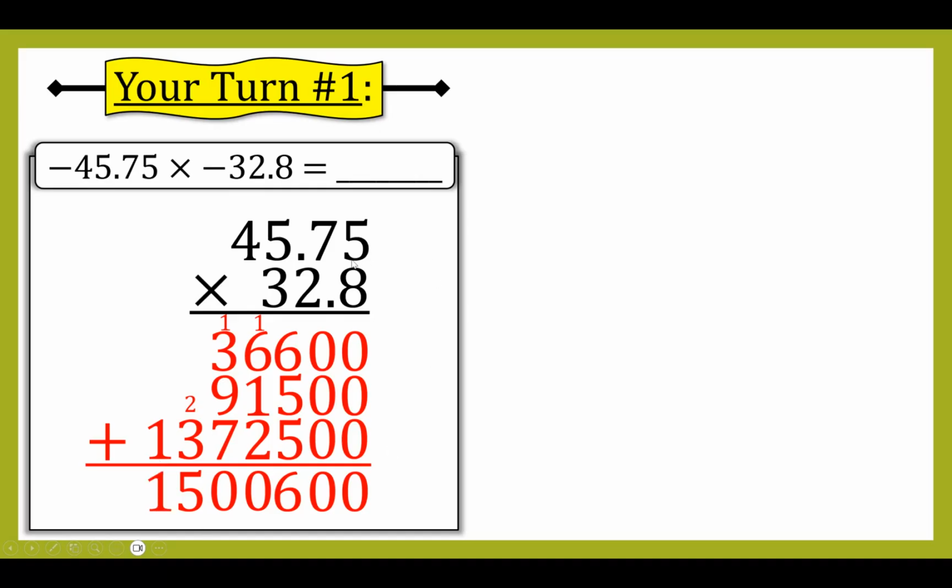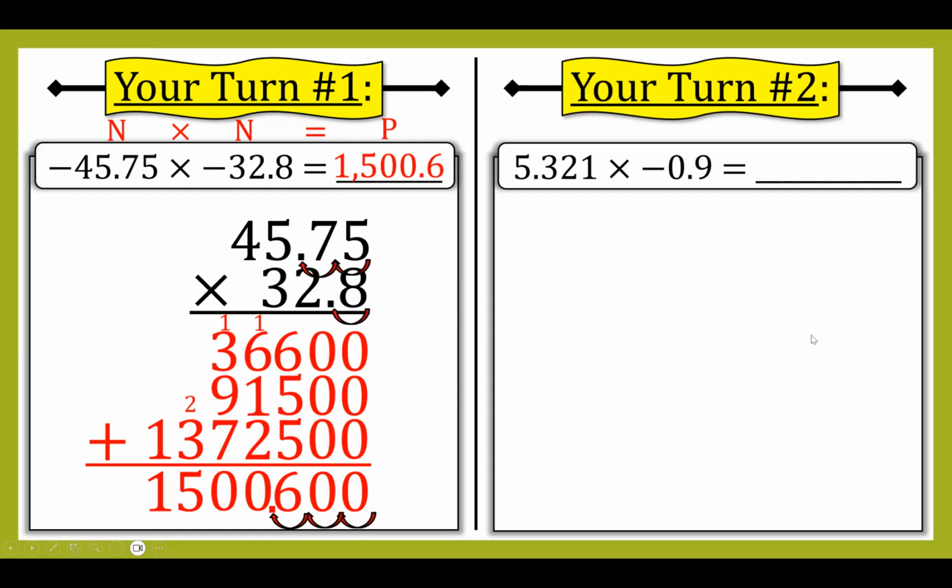I'm going to look at how many digits are to the right of my decimals. Here I have 2 and here I have 1. So I'm going to add those together and that is 3. So I'm going to move over 1, 2, and 3 and place my decimal. So I have 1,500.6. But again, I've got to ask myself, is my answer positive or negative? I come up here, I have a negative times a negative. And I know a negative times a negative is positive. So my answer is positive 1,500.6.